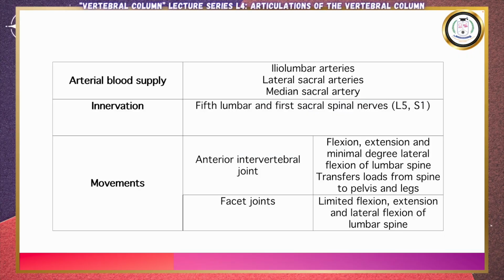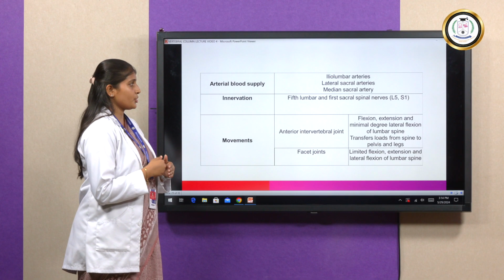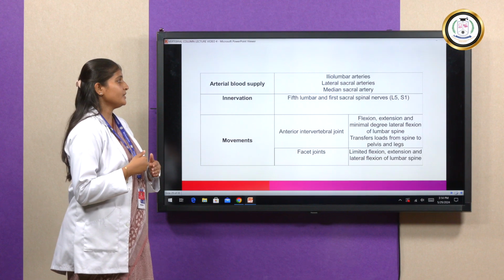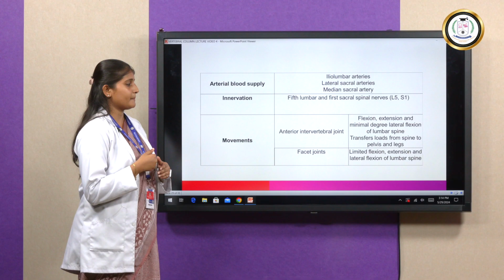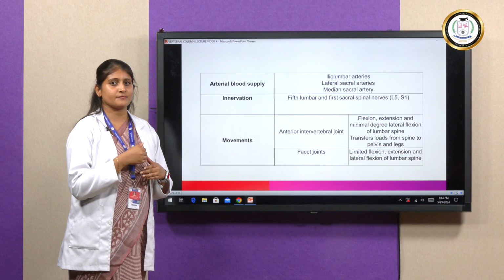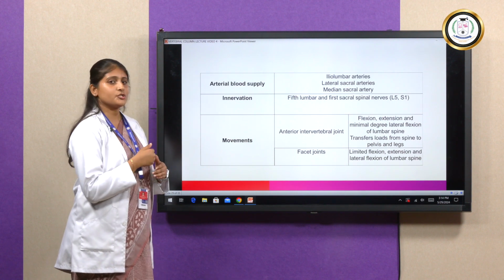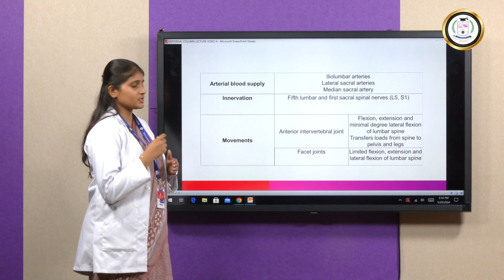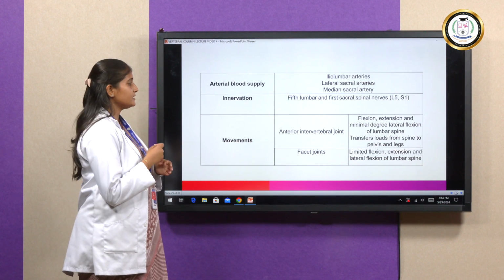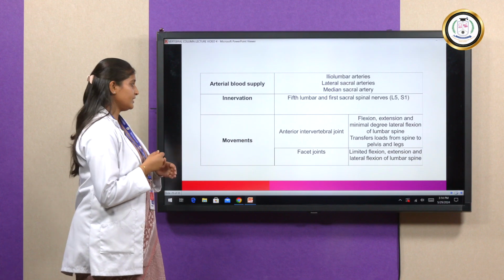Next, the blood supply is through the iliolumbar arteries, lateral sacral arteries and medial sacral artery. This joint receives the nerve supply from L5 to S1 and the movements are flexion, extension and a minimal degree of lateral flexion, and it also plays a very important role in transferring the load from the spine to the pelvis. And comes the facet joint. This joint has a limited movement which helps in flexion and extension of the lumbar spine.